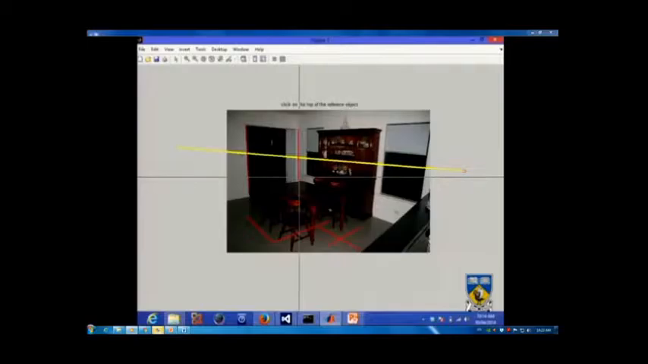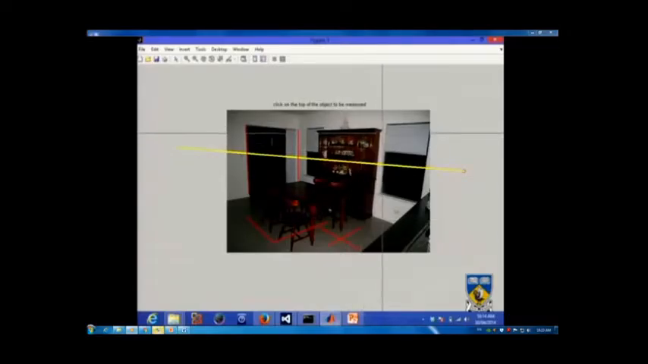Right, I'm not showing the vertical, which is probably down below, because the image is going to become very small. Right, so click on the top of the reference object. We pass it the hutch, I basically call this the hutch, here and here, right? Now it says click on top of the object to be measured.